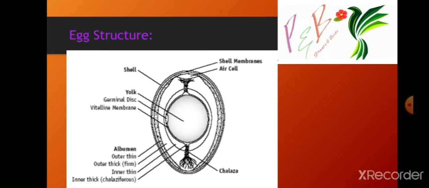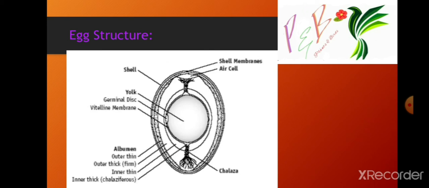Outer thin, outer thick film will be present, then inner thin, inner thick. The inner thick is called chalaziferous, and the chalaza will be formed. This chalaza will help to keep the yolk in the center of the egg. If the chalaza is broken, then the egg is rotten. This is the main thing to be remembered here.